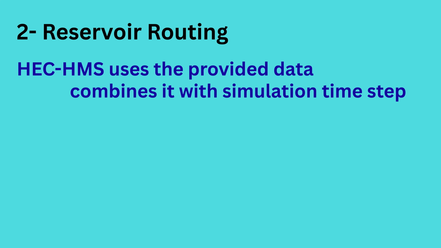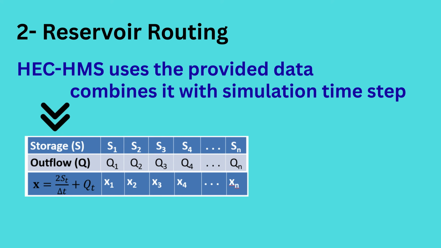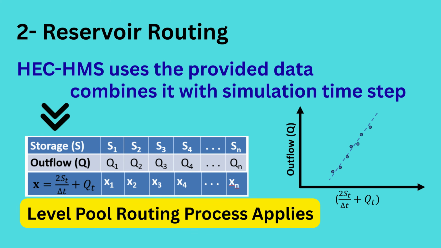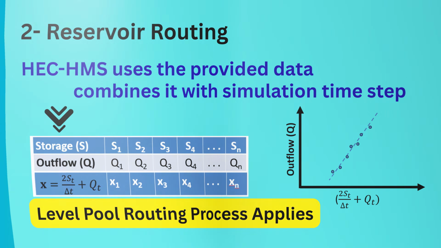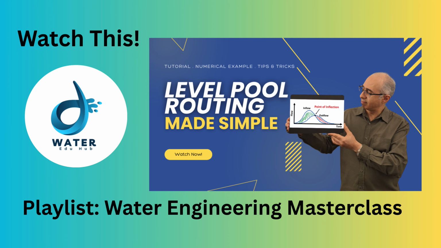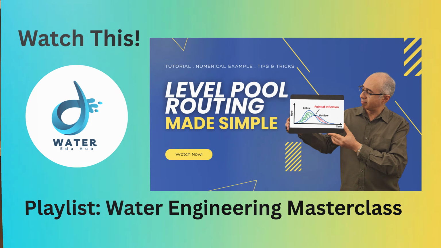HEC-HMS then takes these user-supplied data, combines it with the simulation time step, and internally computes the lookup table or fitted formula for 2S over delta t plus Q versus Q. It then executes the exact iterative routing calculation, which is common in the level pool routing process. If you are interested in knowing more about the details of this method, please watch our tutorial video on level pool routing.